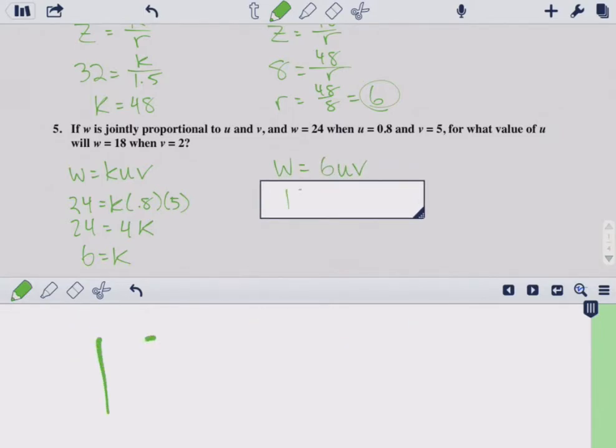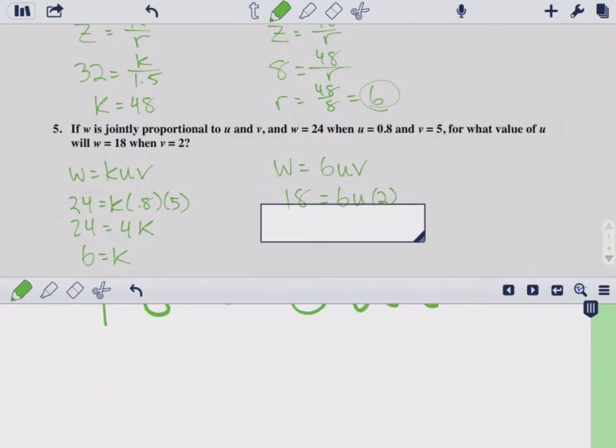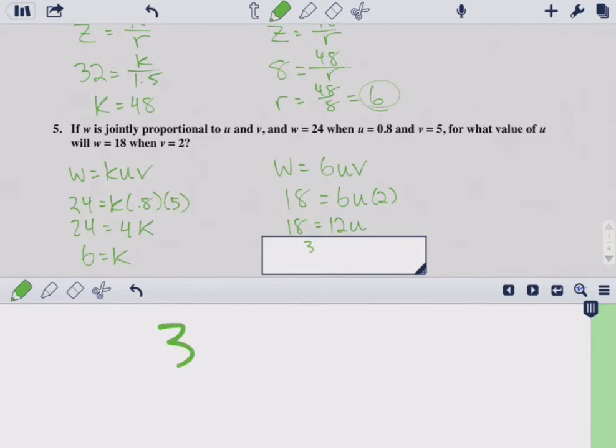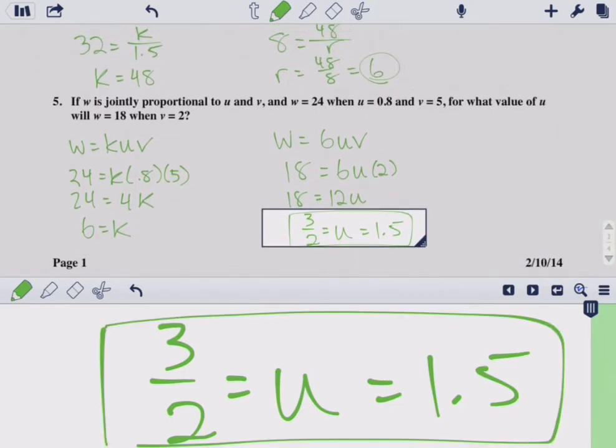So W is 18. I want to find U when V is 2. So I have 18 is equal to 12U, or 3/2 is equal to U, or if you prefer to write it as 1.5, either of those are equivalent. Okay, so that's it for page 1. I'll do page 2 in the next video.